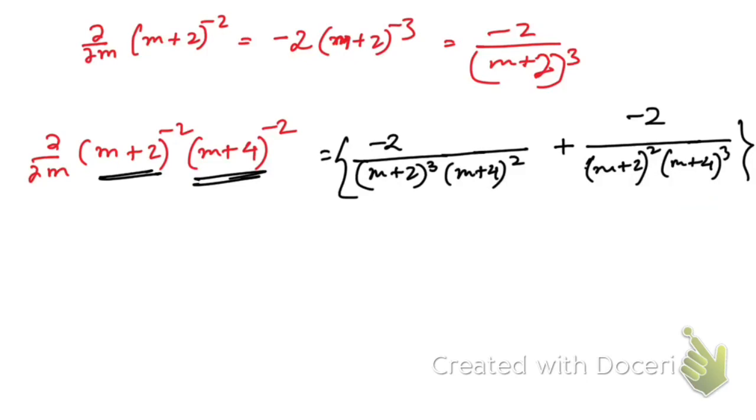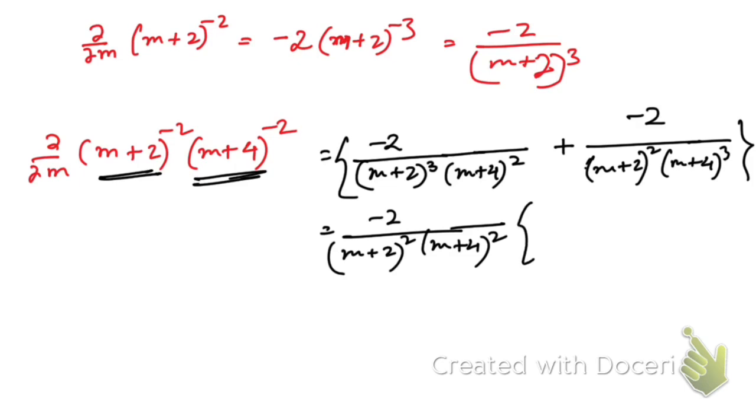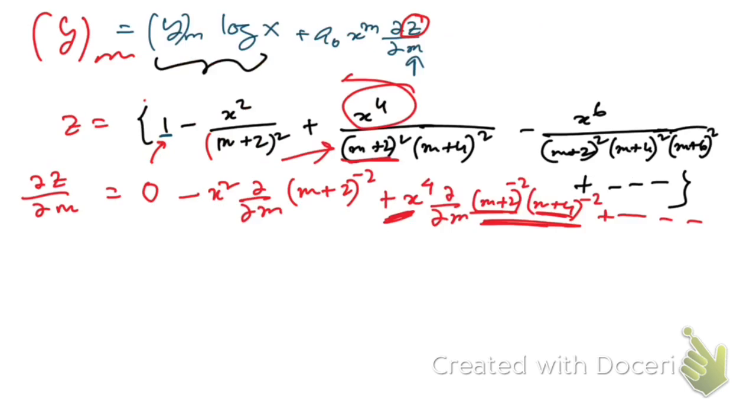So now you see from here you can take minus 2 times m plus 2 whole square and m plus 4 whole square as common, right? If you take this common, then what will be inside the bracket? 1 by m plus 2 plus 1 by m plus 4. Similarly, if you differentiate this term, then just wait.